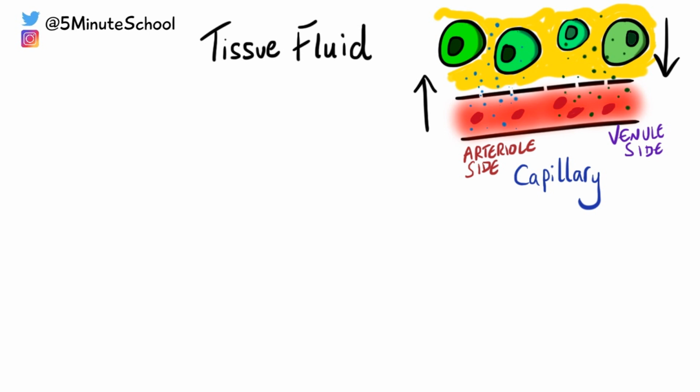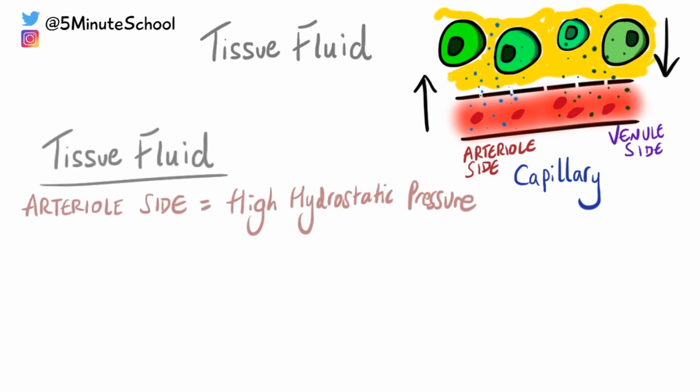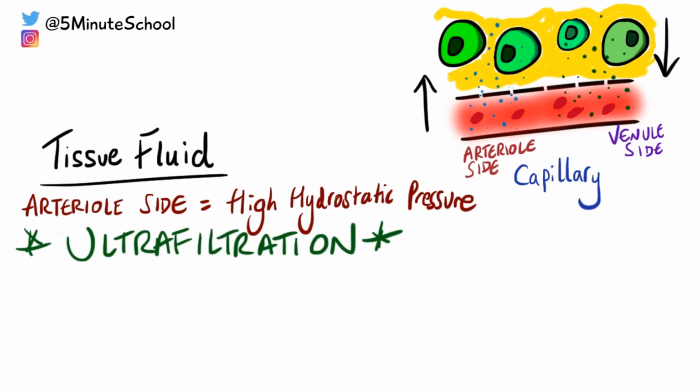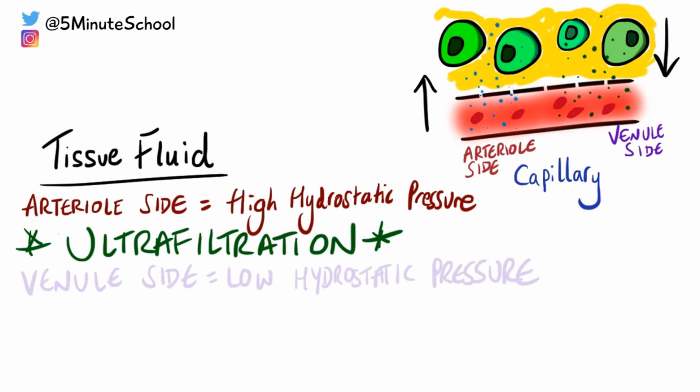So just to recap, at the arterial end of the capillary, because of the high hydrostatic pressure, fluid containing small molecules like oxygen and glucose are forced out of micropores in the capillaries into the fluid surrounding the cells, and this fluid which is forced out is known as tissue fluid, and it's formed by the process of ultrafiltration. Cells are able to take up oxygen and glucose from the tissue fluid and release carbon dioxide and waste via the process of diffusion.